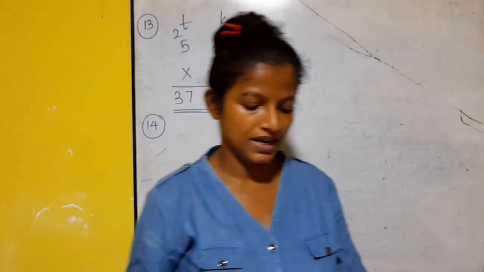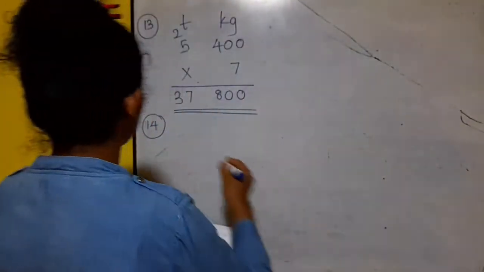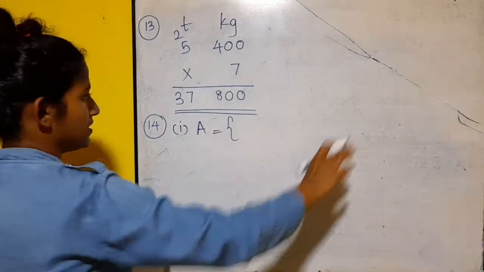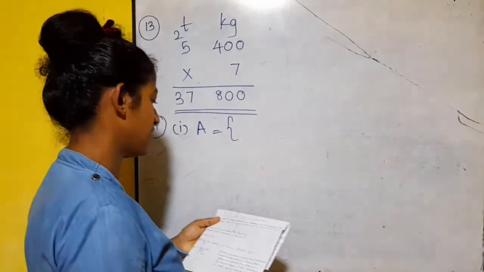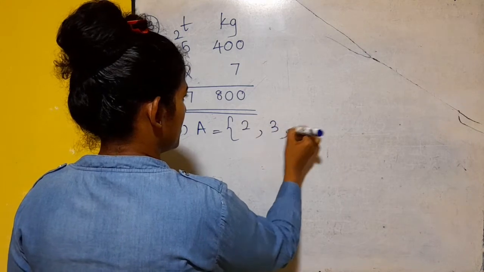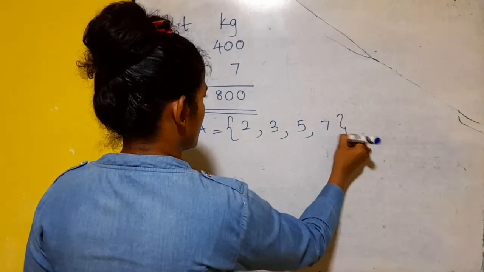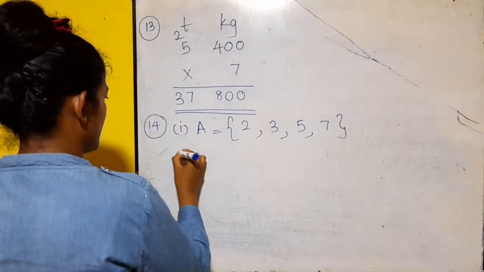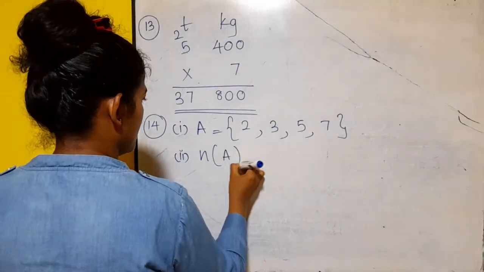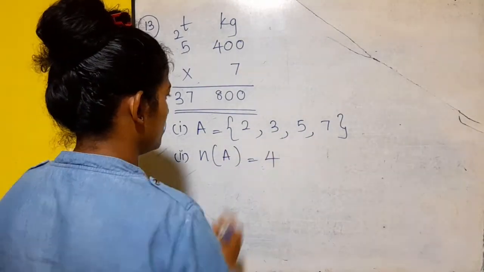For the 14th question, the set A is given as prime numbers less than 10. First question, list out the elements of the set A. When listing the elements, we have to write them inside curly brackets. What are the elements? Prime numbers less than 10. The first prime number is 2. Then 3, 5, 7. So you have to write like this. Second question, find n(A). n(A) means the number of elements of A. There are 4 elements, so n(A) equals 4.